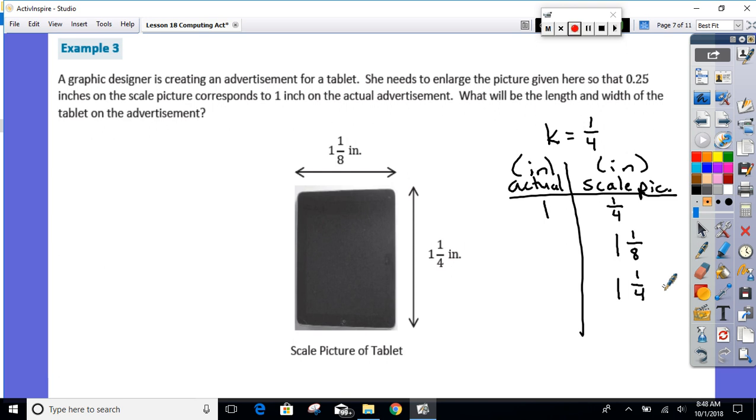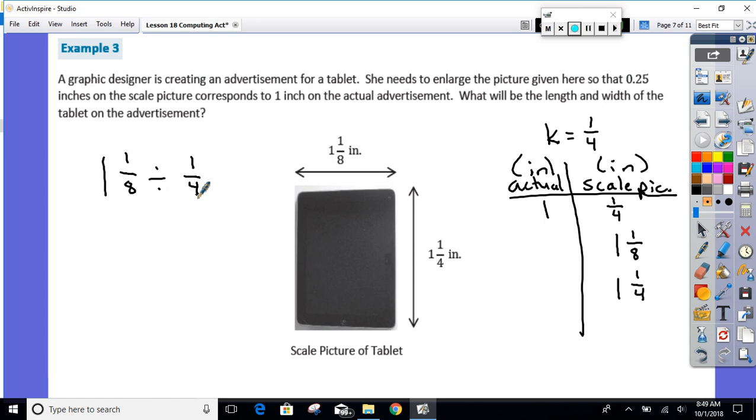Do 1/8 times 1/4. Not quite. When we're going from right to left, we do not multiply. When we go from left to right, we multiply. So when we go from right to left, what do we have to do? Emily? Divide. So we actually have to do 1 and 1/8 divided by 1/4. I'm going to do the work over here.